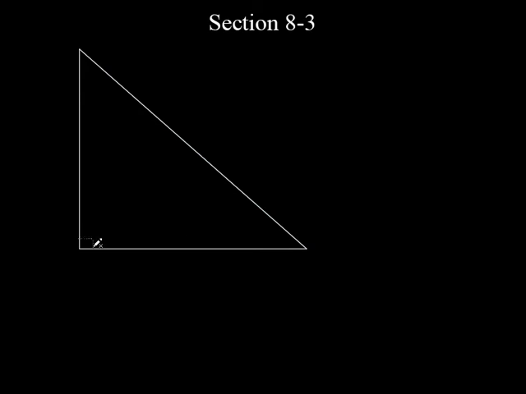So this is a right triangle. Now, it's a special type of right triangle. In fact, this section right here is called special right triangles, if you want to jot that down. There's two types of special right triangles that we're going to deal with today. And here's one of them. Now watch. This side and this side are equal to each other.